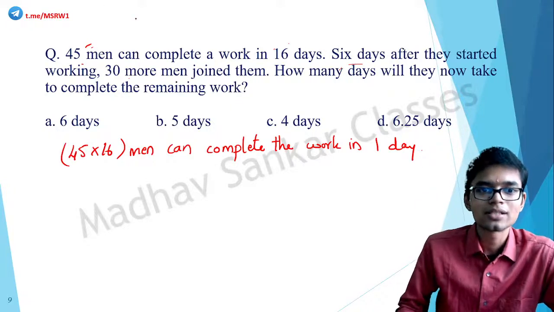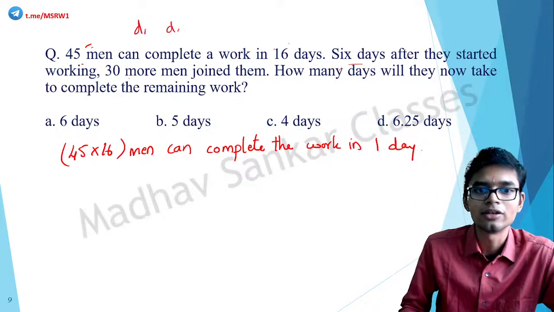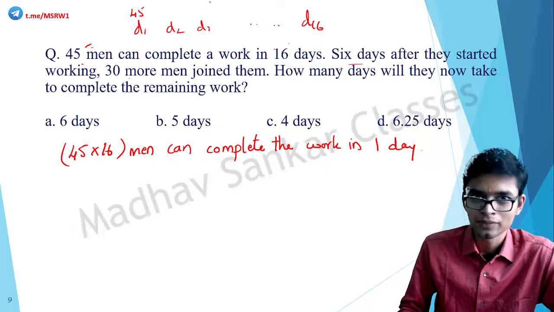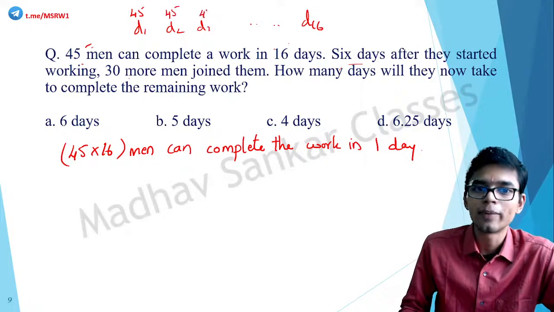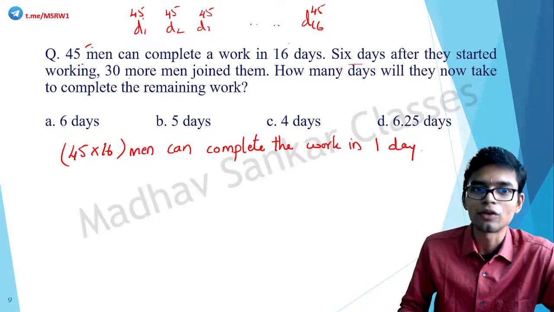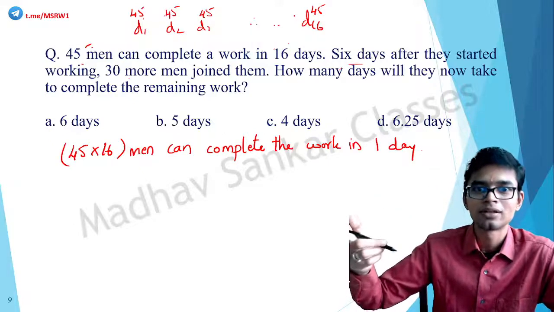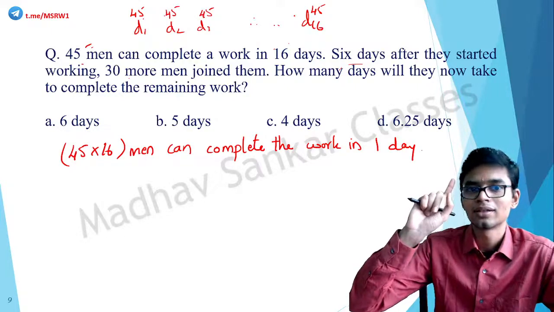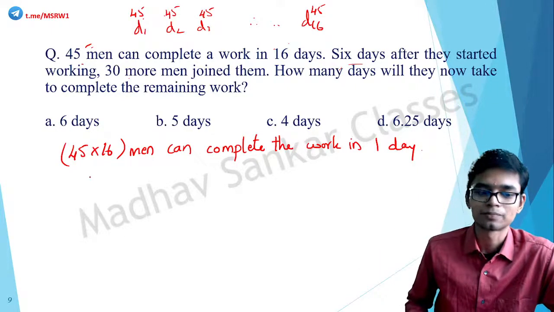Correct? Say if there are 16 days, day 1, day 2, day 3, all the way up to day 16, and here 45 men are allotted. If only 45 men are there, it will take them 16 days to finish. But if we allot more and more men for each day, then together 45 plus 45 plus 45 plus 45 plus 45, all 16 times 45, that many men can finish the whole work in one day. Correct? So that is why I have written like this.